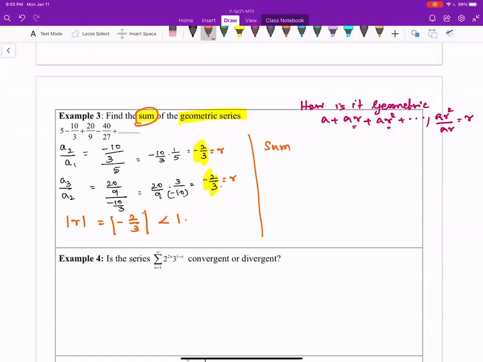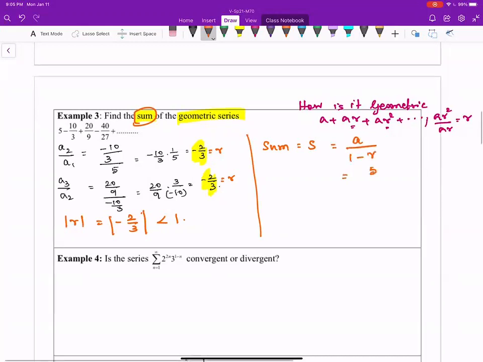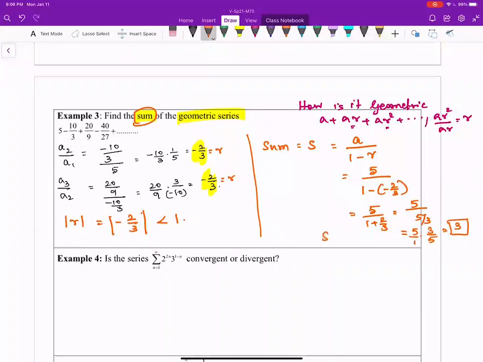So the sum of this geometric series, I'm going to call it S, is a divided by 1 minus the common ratio. a is the starting term, which is 5 in this case. The 1 minus common ratio is 1 minus negative 2/3. So it is 5 divided by 1 plus 2/3. That is 5 divided by 5 over 3, which is equal to 3. So the sum of this geometric series is 3.